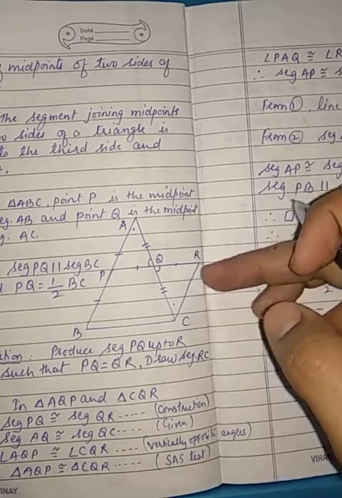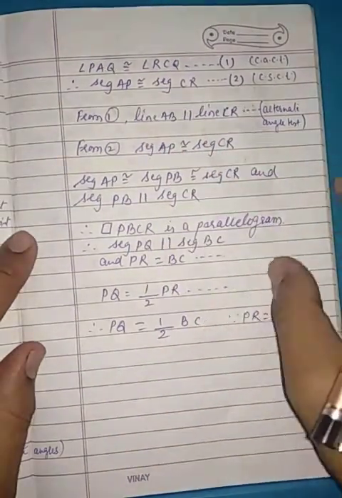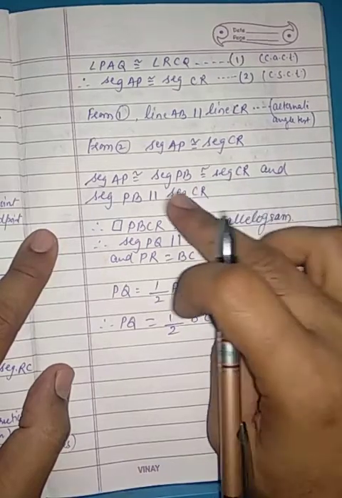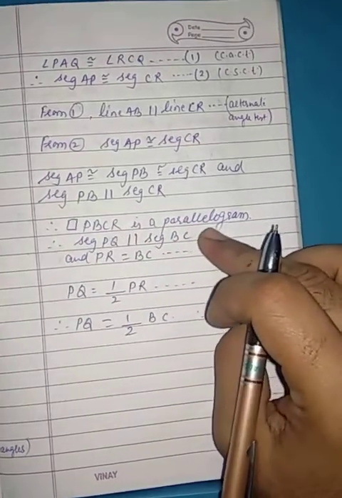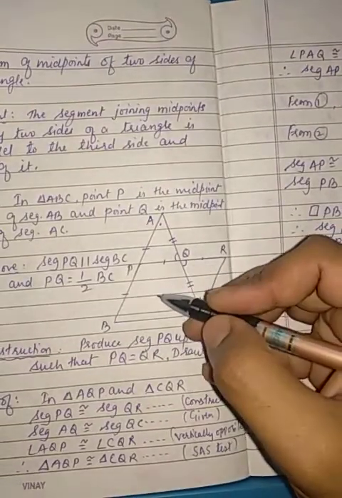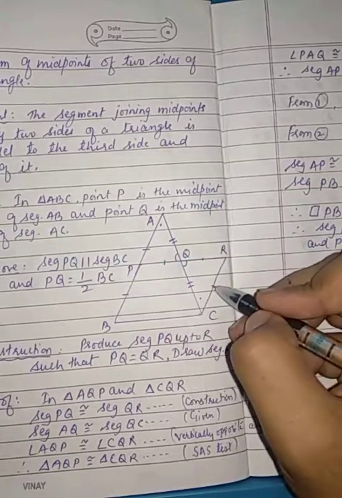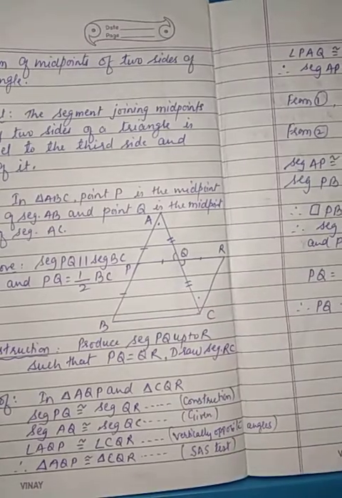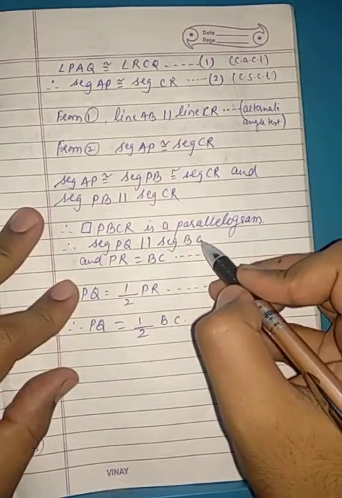So the lines are parallel and the opposite sides are congruent also. If opposite sides are parallel and congruent, you can write here AP is congruent to PB, and PB is congruent to CR. So hence PB and CR are also congruent. So quadrilateral PBCR is a parallelogram. Why? Because opposite sides are congruent and parallel. Any quadrilateral where opposite sides are congruent and parallel, you can call it a parallelogram. So if it is a parallelogram, hence it is proved that PQ is parallel to BC.